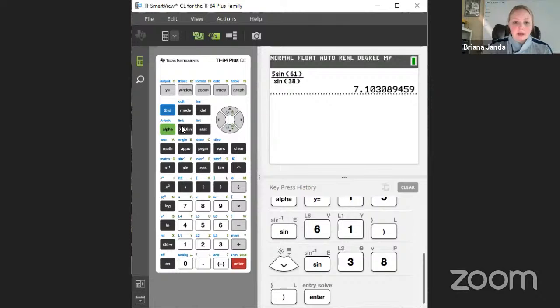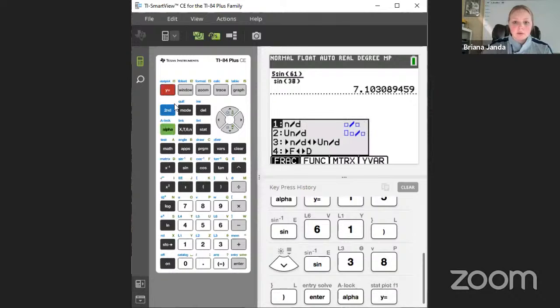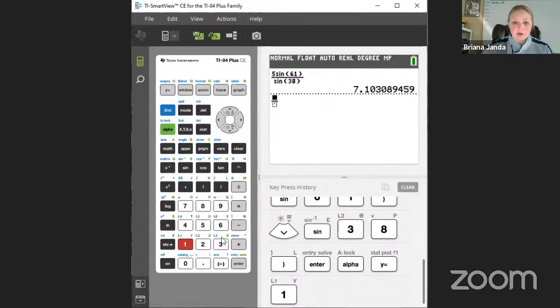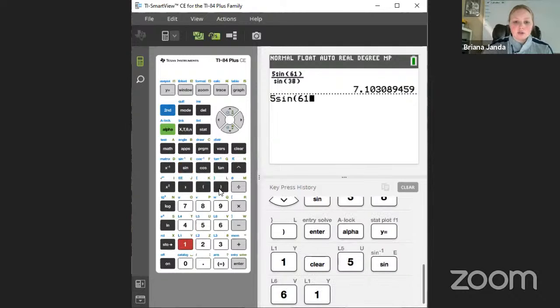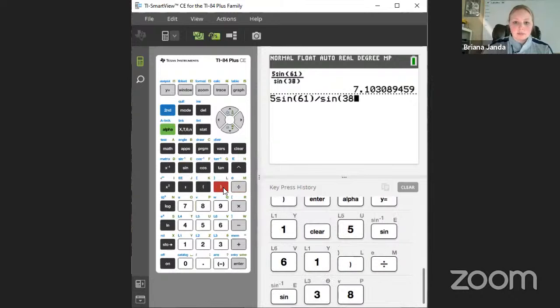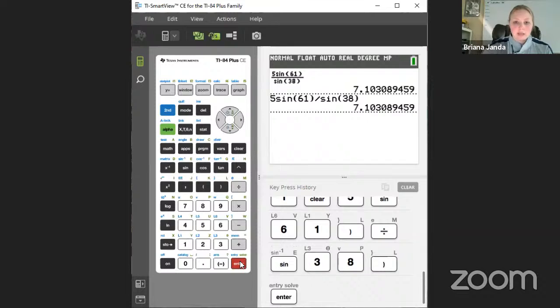If you do not have that option, so again, how did I get to that? I hit alpha y equals, and I picked option 1, which is just a normal fraction. And then I typed in and I arrowed up and down to type that in. When you hit alpha y equals, if that is not an option, this is another way you can type it in, you just have to be a little more careful with your parentheses. I can do the numerator, which is 5 times the sine of 61 degrees. And I need to make sure to close the parentheses on that before I divide by the sine of 38 degrees. Will give me the same answer.